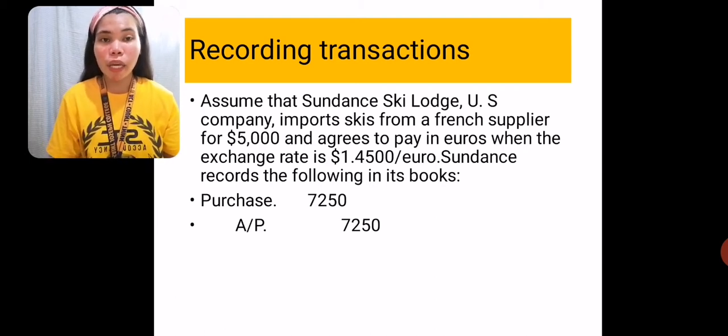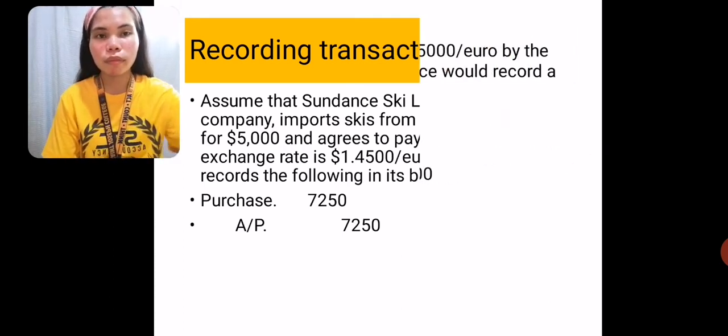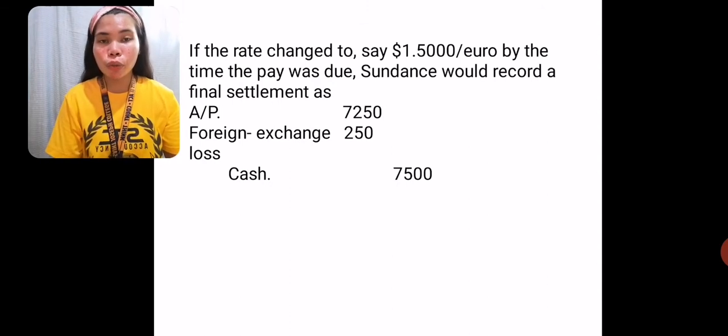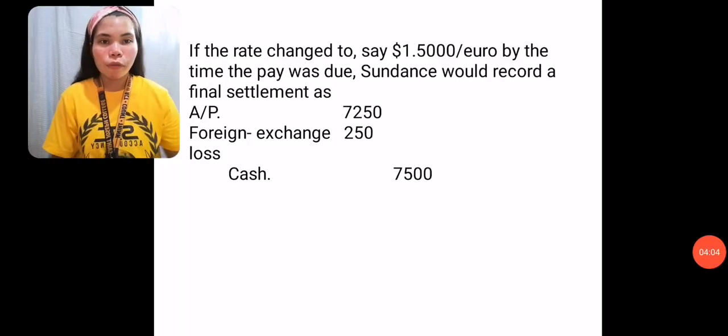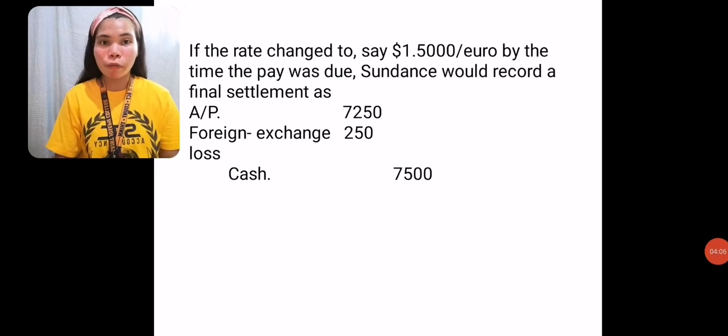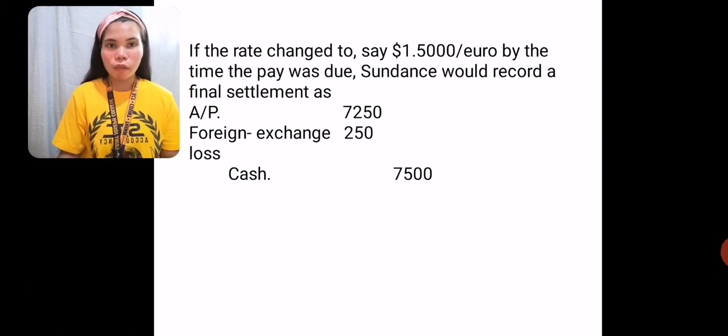If Sundance pays immediately, there's no problem. But what happens if the exporter extends 30 days of credit to Sundance? If the rate changed to, say, $1.50 per euro by the time the payment was due, Sundance would record a final settlement as debit accounts payable 7,250, debit foreign exchange loss 250, and credit cash 7,500.